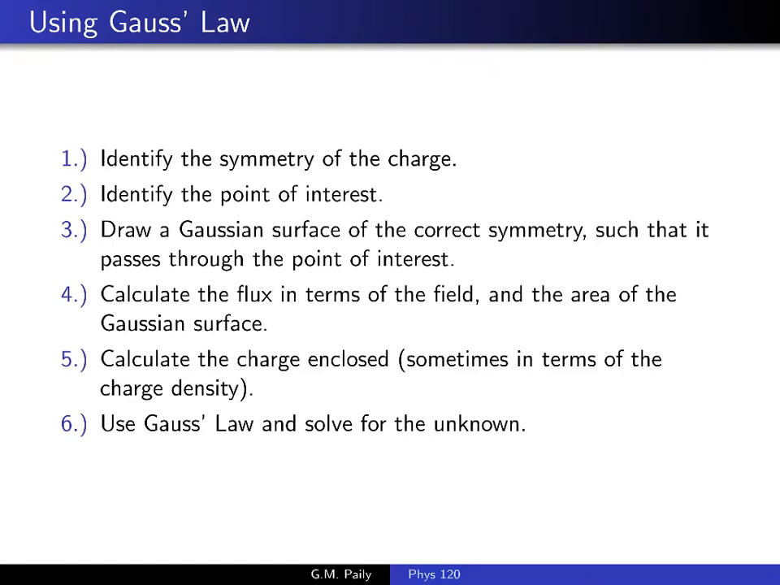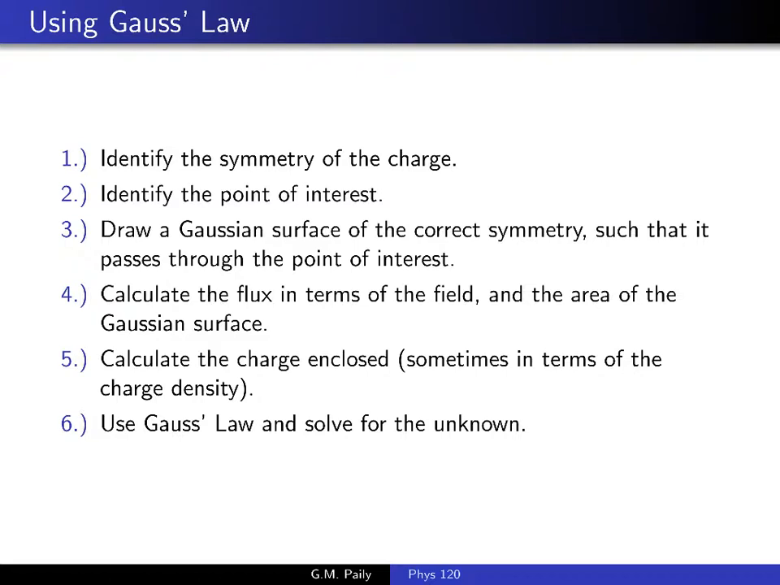Here are the steps to using Gauss's law. We first identify which of the 3 symmetries we can use. We then identify the point of interest, for example, the point where we want to find the electric field. We then draw a Gaussian surface of the correct symmetry such that it passes through the point of interest. So if the charge has spherical symmetry, our Gaussian surface will also be a sphere, passing through the point of interest.